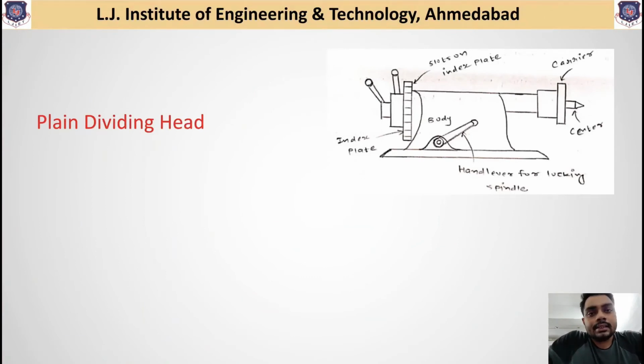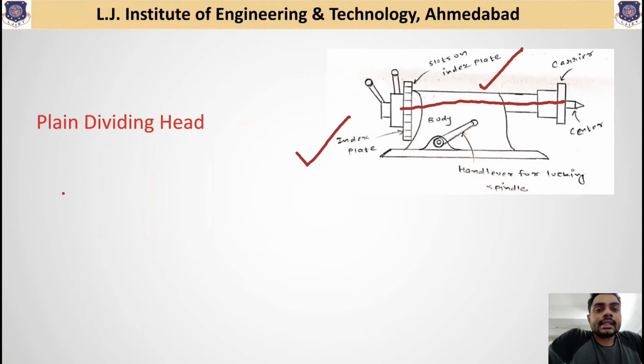Now as you can see, this plane dividing head consists of the indexing plate. This index plate has a number of slots on it, and this index plate is directly connected to the spindle, and this spindle is connected to the workpiece. That means one end of the workpiece is attached to this dividing head.